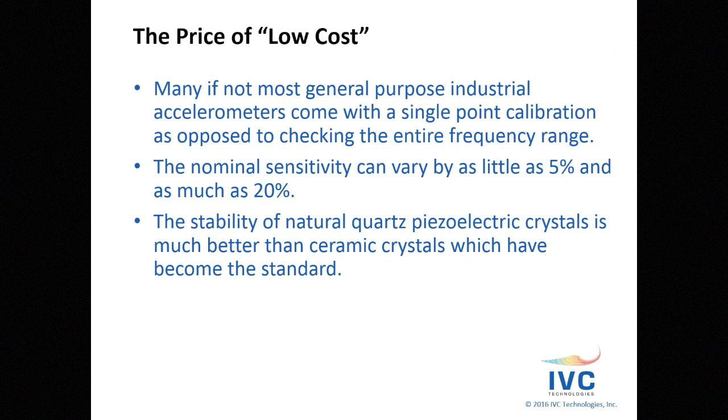The price of low cost. Many, if not most, general-purpose industrial accelerometers come with a single-point calibration as opposed to checking the entire frequency range, even though a lot of people think they are checking the entire range. The nominal sensitivity can vary by as little as 5% and as much as 20%. A lot of this will also determine the cost of the sensor. The tighter the tolerance, the more you're going to pay.